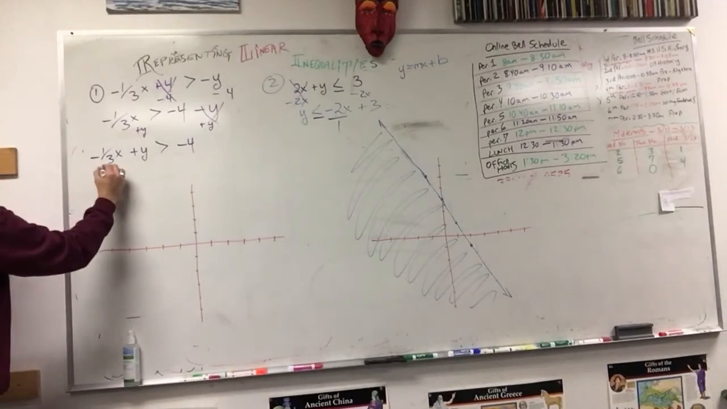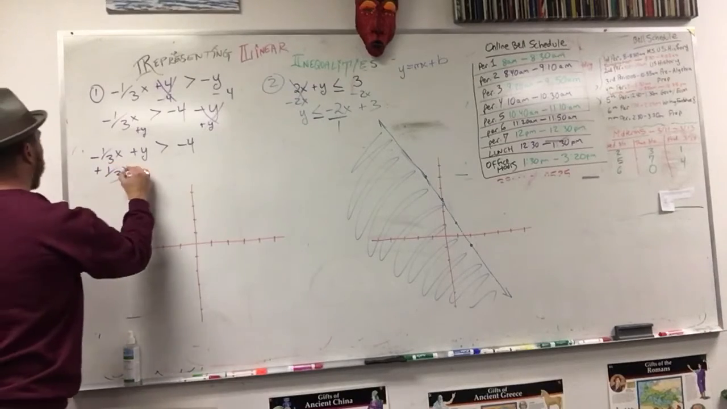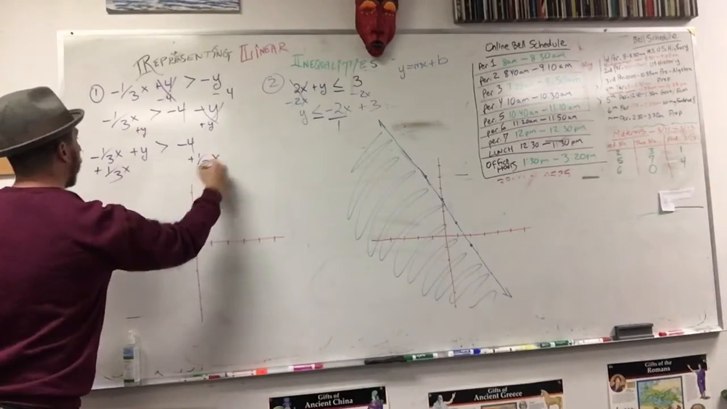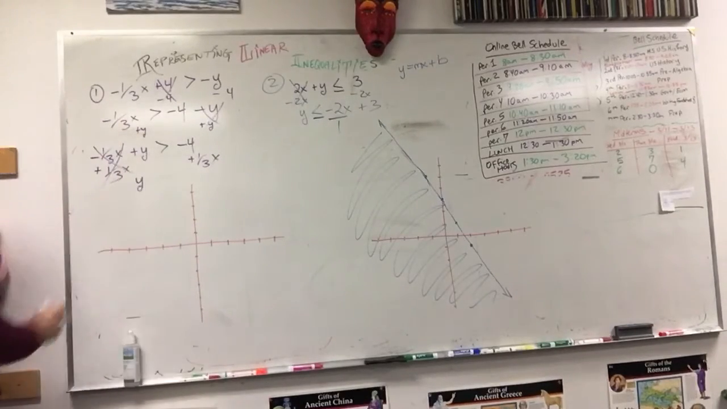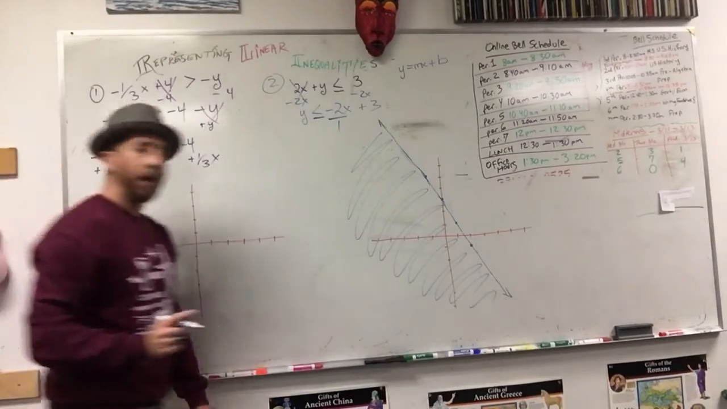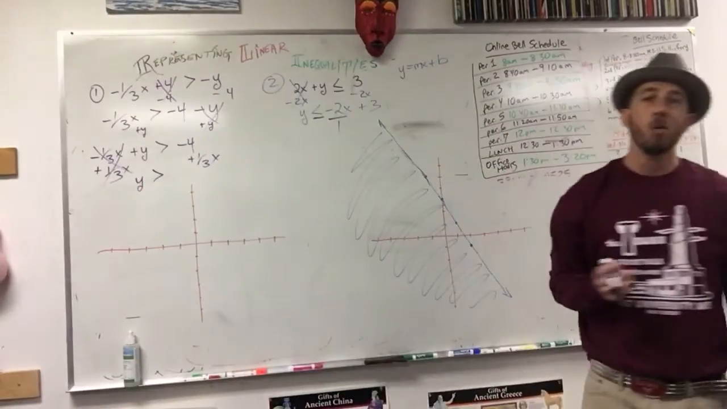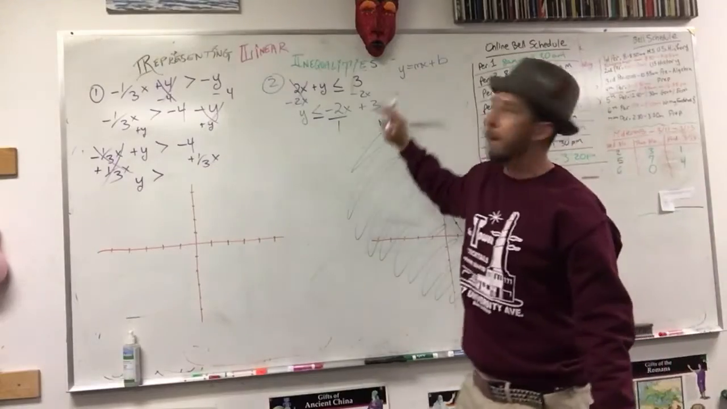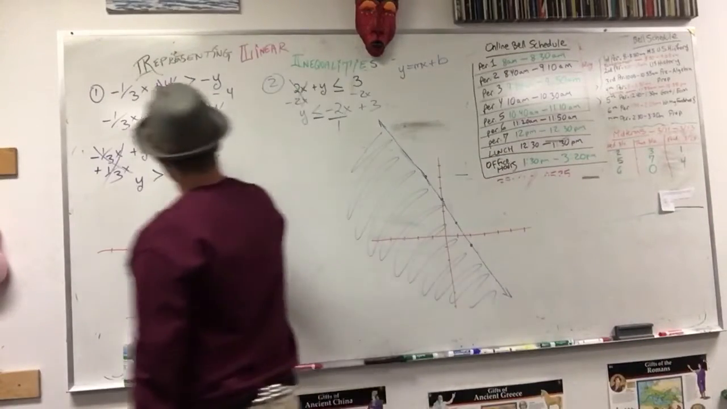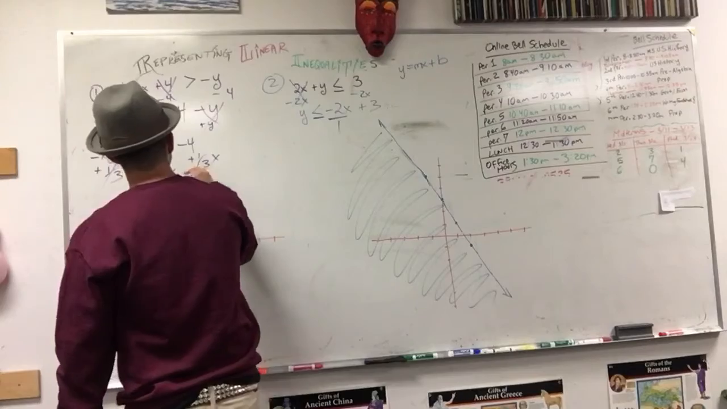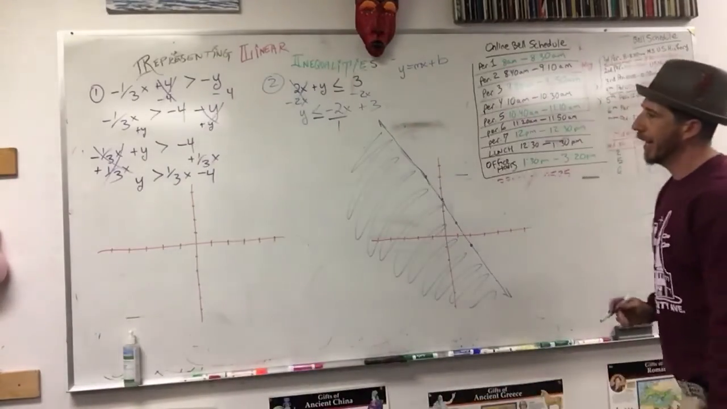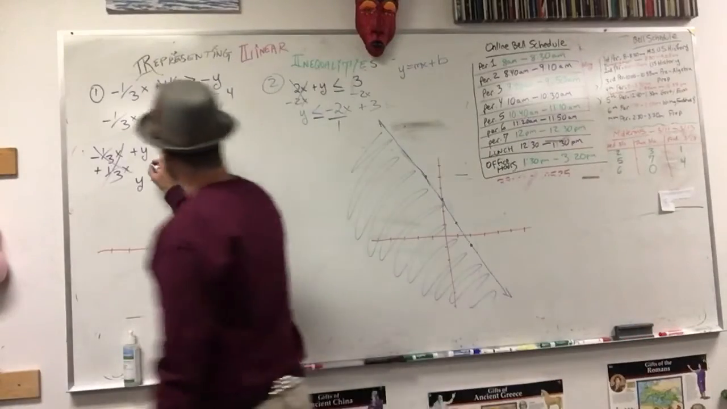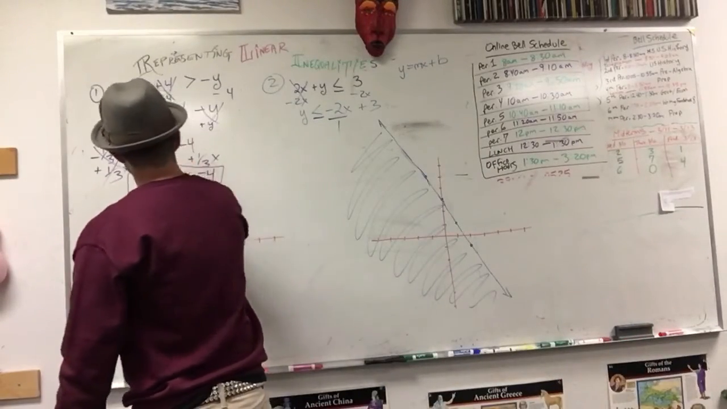And the last thing I have left to do is add my 1/3 x to both sides. That cancels that. I have y now by itself on the side of the equal sign that I want. In this case, it's an inequality, but we can treat it the same as we would an equal sign. And again, I have positive 1/3 x minus 4. And again, now we can graph that, right? This is what we want to graph.